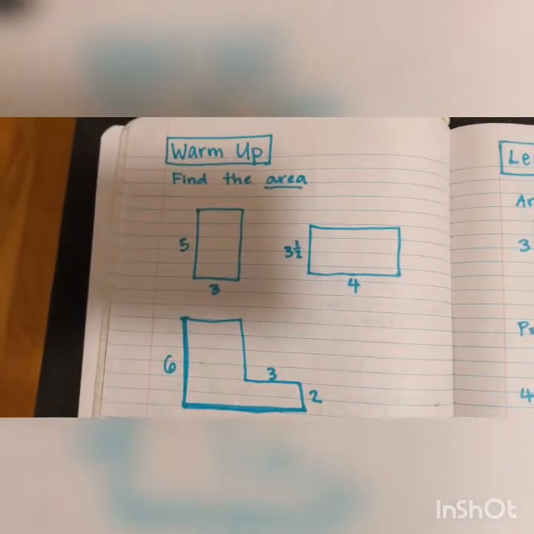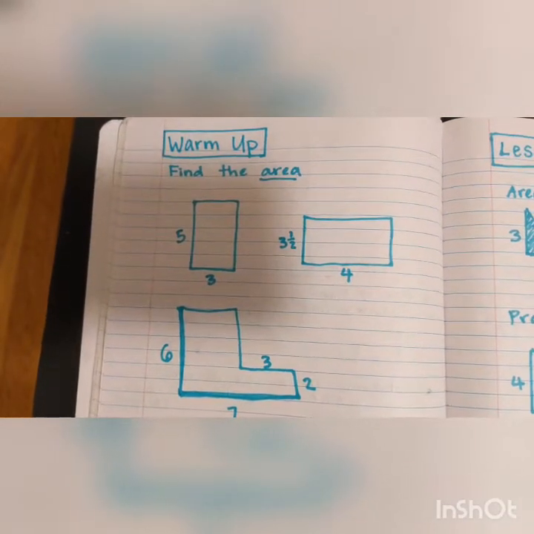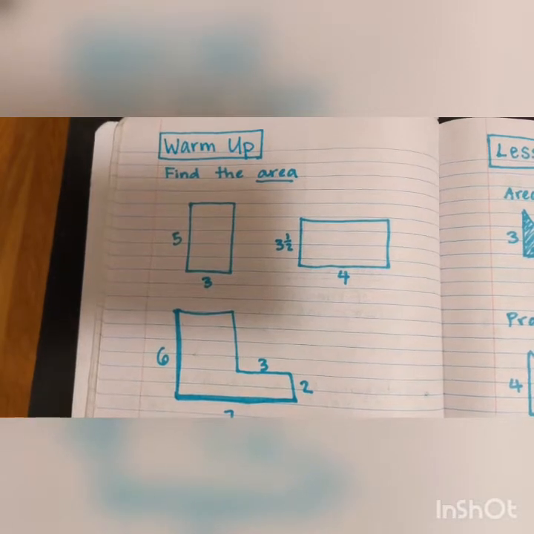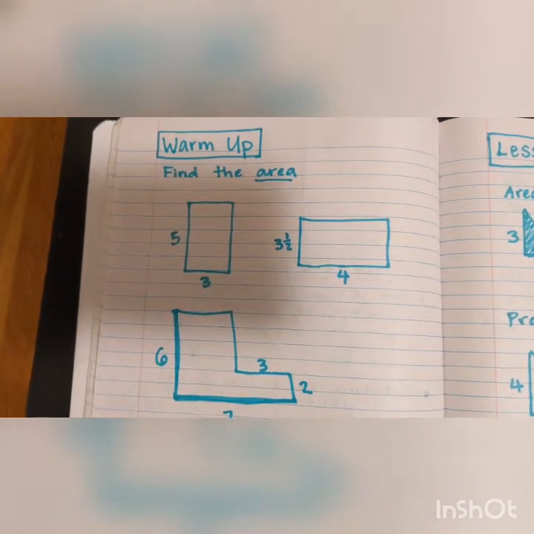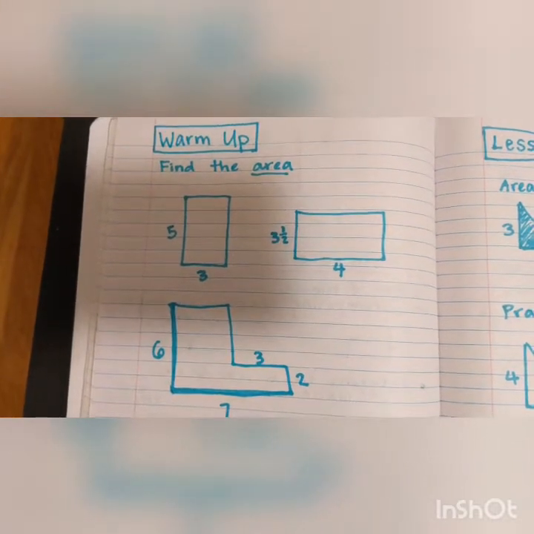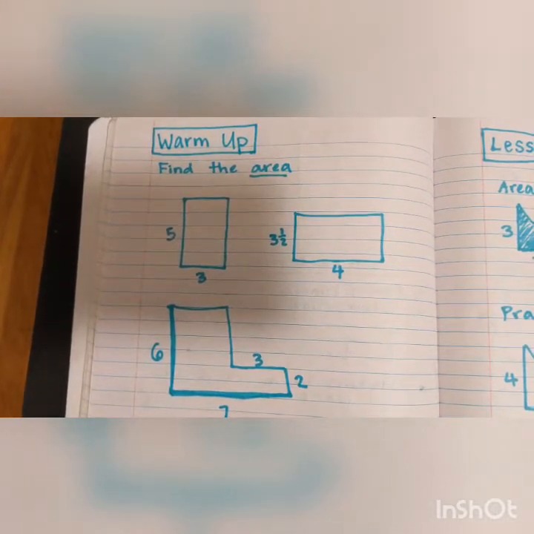So just like in class, we're starting off with a warm-up. The warm-up is to find the area of these different shapes. So you can copy them down onto a piece of paper and use what you know about areas to find these shapes. Please pause the video so you can do that on your own first.